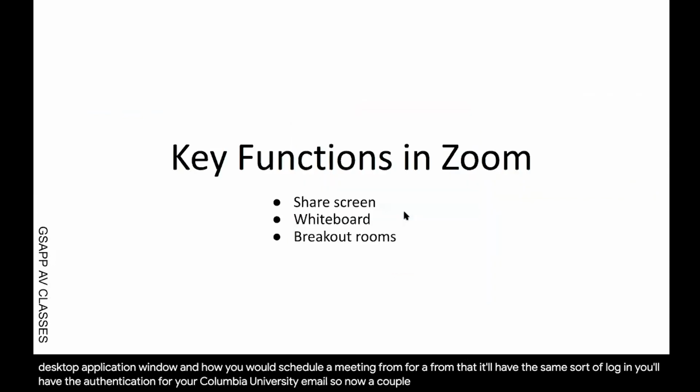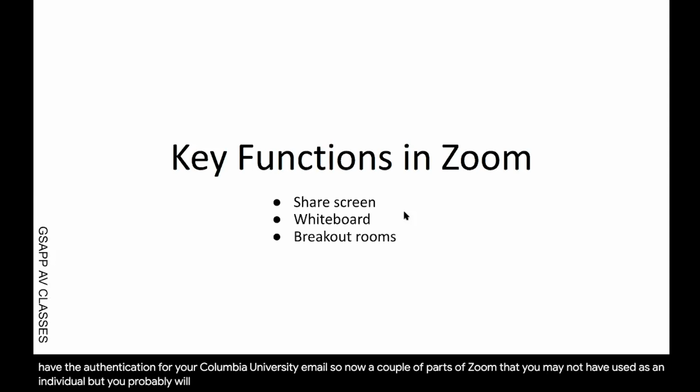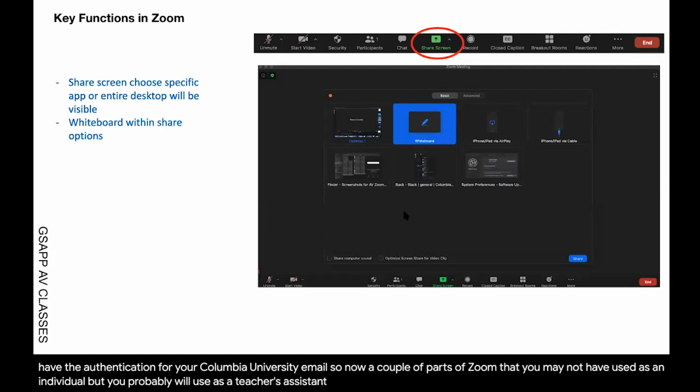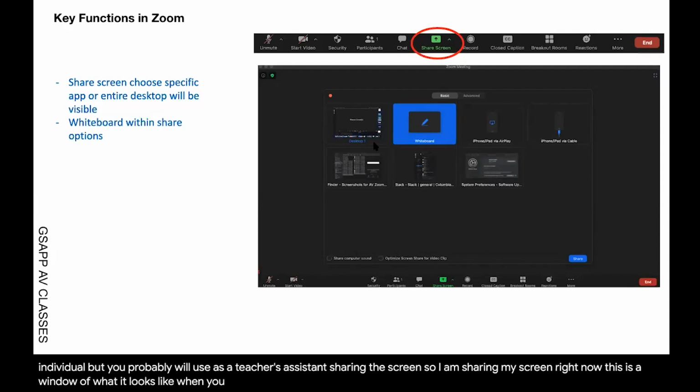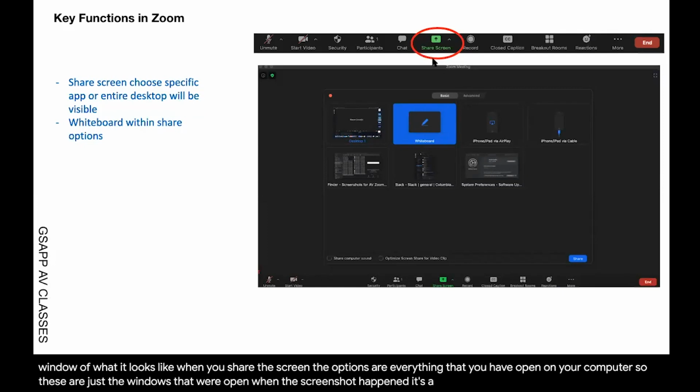So now a couple of parts of Zoom that you may not have used as an individual, but you probably will use as a teacher's assistant. Sharing the screen. So I am sharing my screen right now. This is a window of what it looks like when you share the screen. The options are everything that you have open on your computer. So these are just the windows that were open when the screenshot happened. It's a green button like this.